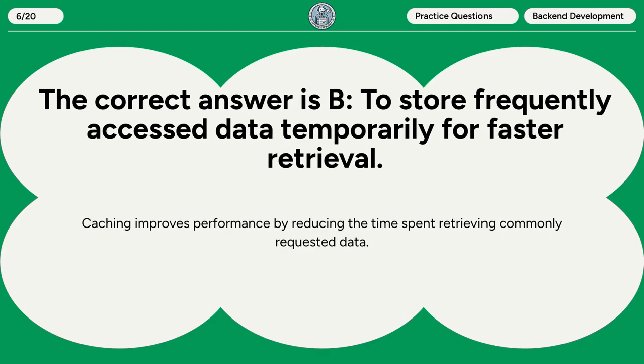The correct answer is B. To store frequently accessed data temporarily for faster retrieval. Caching improves performance by reducing the time spent retrieving commonly requested data.